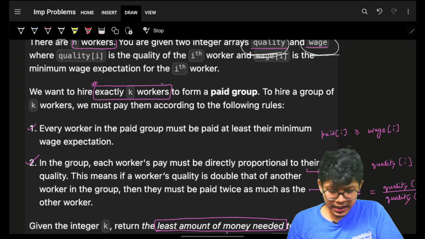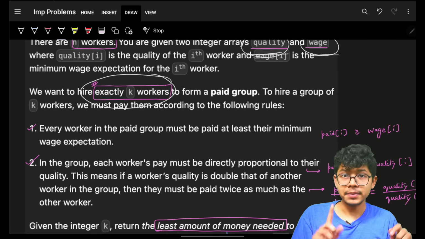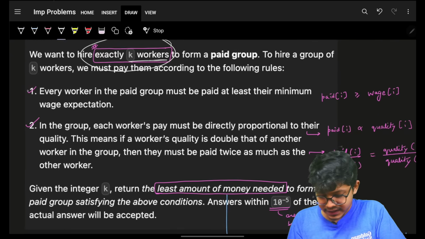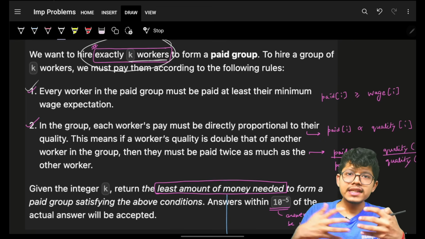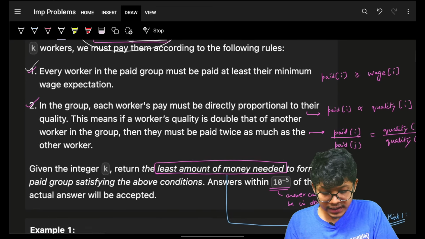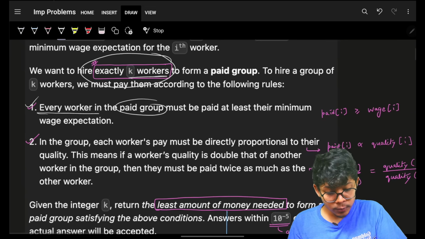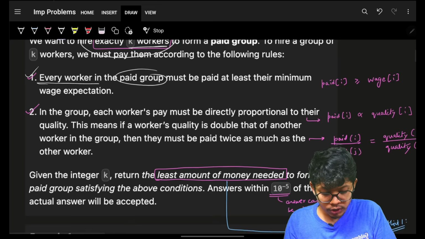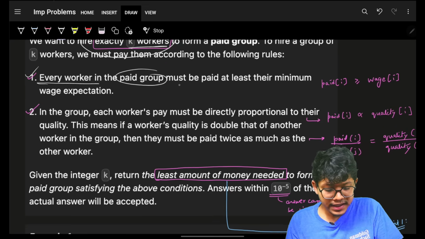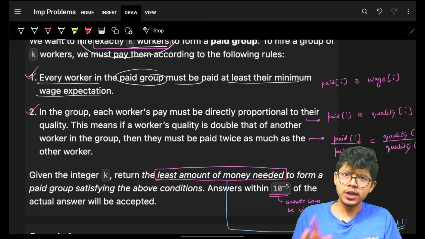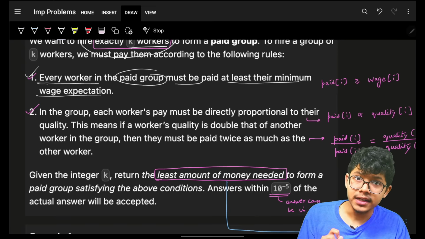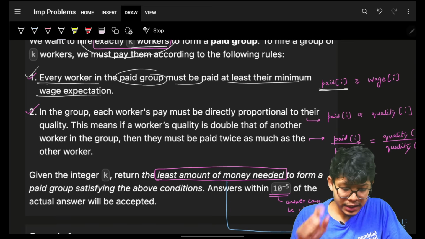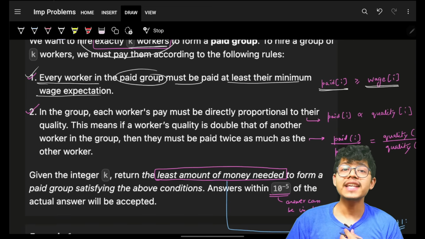Now, a company needs to hire exactly K workers. They have a demand of exactly K workers they want to hire. But they will have these conditions because they know the employees can talk with each other, right? So they know that every worker in the paid group, the group which they are hiring, they are doing a mass hiring, let's say, and they want to hire K workers. So the paid group must be paid at least their minimum wage expectation. So if you have an expectation of, let's say, 15 lakh per annum, you should be getting at least 15 lakh or more. So the amount which you are paid should be more than or equal to your wage expectation, right?